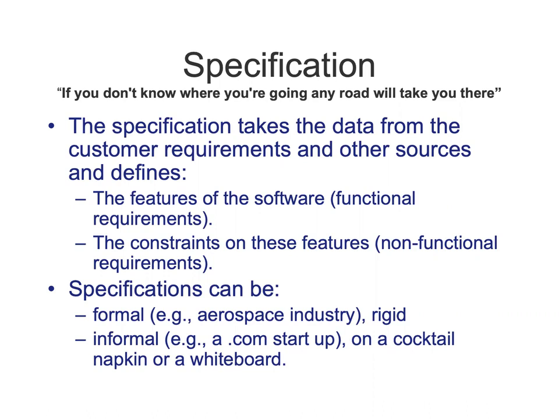The specification takes the data from customer requirements and other sources and defines the features of the software, the functional requirements, and the constraints of these features, which are the non-functional requirements. The specification can be formal, informal, a napkin or whiteboard. And this is exactly what I'm talking about when I said a product owner can simply say, oh, I would like to have this, I would like to have that, and they don't have to give a document. The business analyst will be the person who will write that document based on his understanding after talking to the product owner. So it could be formal, informal, or just simply writing on a piece of paper and giving it to the business analyst.